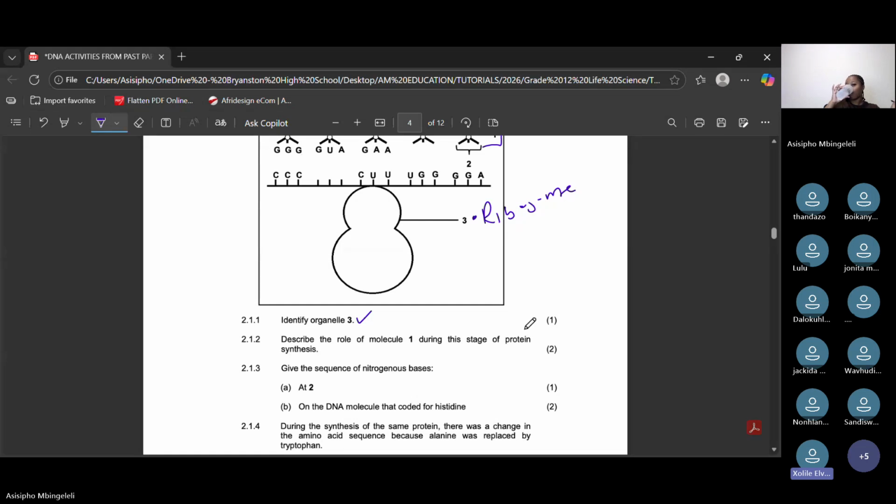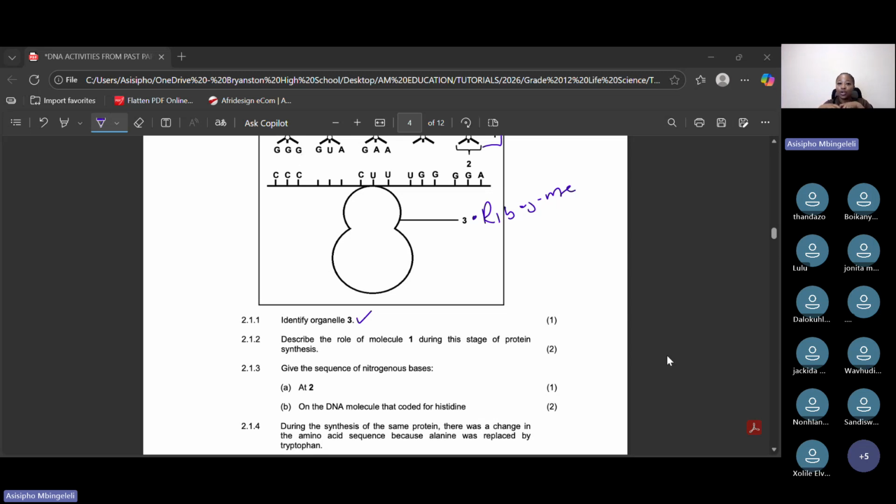It carries a specific amino acid to the ribosome. 2 marks. Full 2 marks. It carries a specific amino acid. If you don't have the word specific, wrong, because it doesn't just carry any amino acid. Yes, as much as I'm giving you 2 marks, I want you to add a little bit of sauce in order for you to get full 2 marks. It carries a specific amino acid that is determined by the messenger RNA codons to the ribosomes.